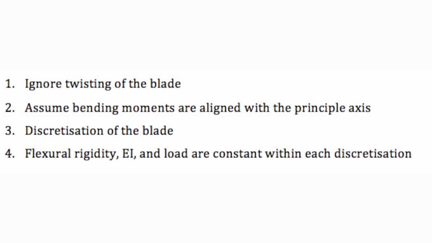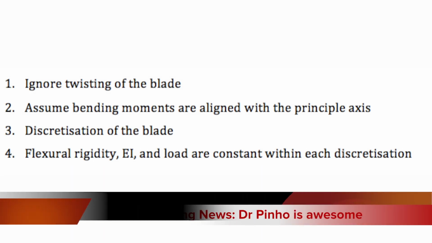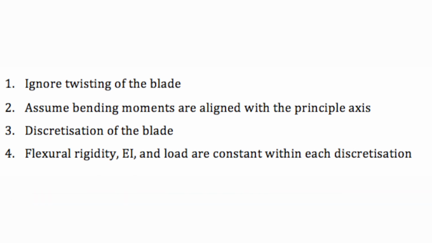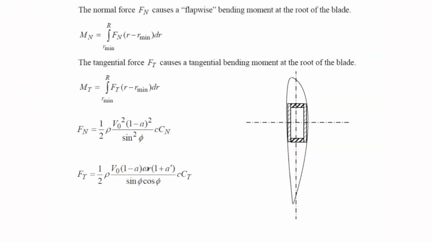For convenience, we neglected the relatively small twist of the blade cross section and assumed that these bending moments are aligned with the principal axis of the blade. There were a few other assumptions that we made during the process. We decided to split the blade into elements, assume that for each element the loading and the rigidity EI are going to be constant. We then worked out the bending moment.